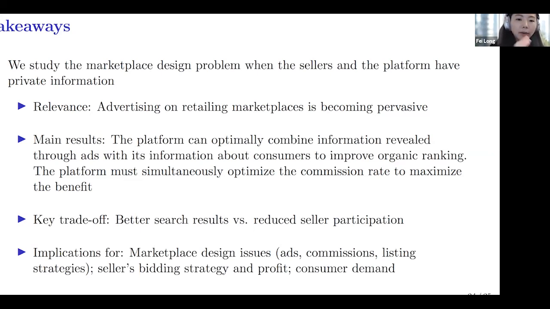The key result we show is that the platform needs to optimally choose both levers. First is the degree of strategic listing. Second is how much commission rate to charge, optimizing them simultaneously to maximize the benefit.